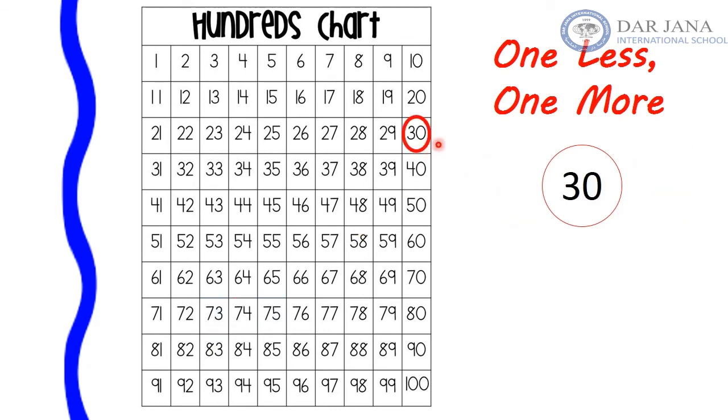If we want to find out the number that comes 1 less than 30, we agreed on going to the left. So when we go to the left, we find number 29. So 29 is 1 less than 30.